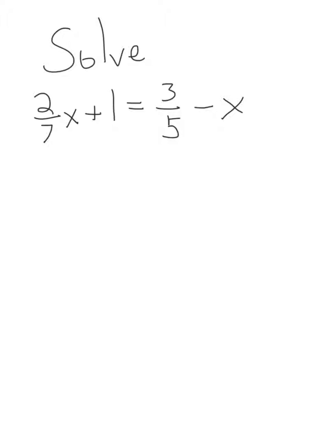So to clear the denominators, we can multiply both sides of our equation by some common multiple of the denominators that appear. The least common multiple in some sense is best, but any common multiple will do. So the least common multiple of 7 and 5 is 35, or you could just say 7 times 5 is 35. That'll work too. So we're going to multiply both sides by 35.